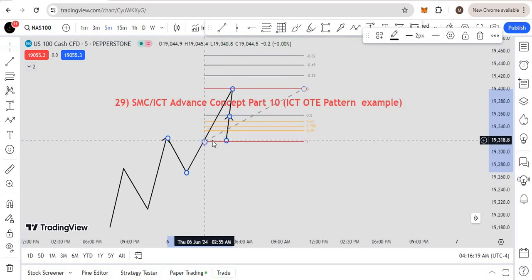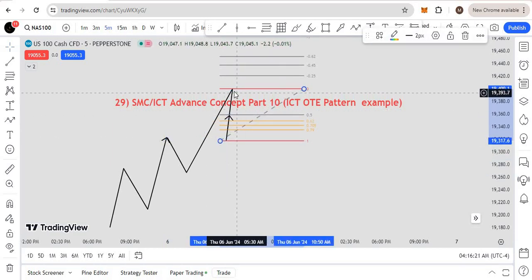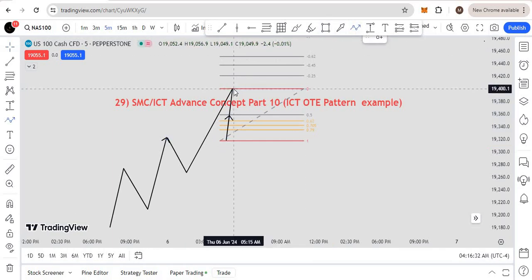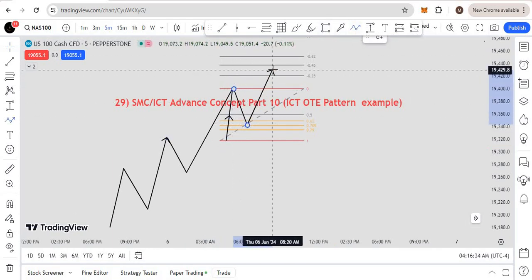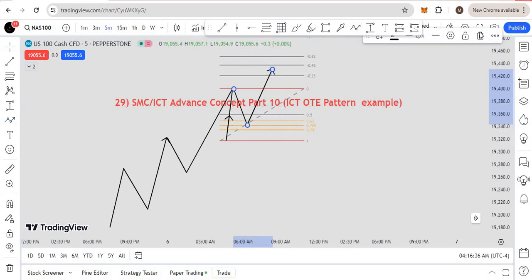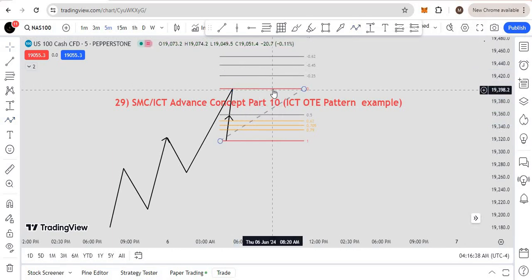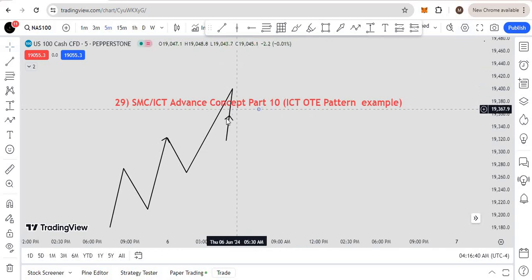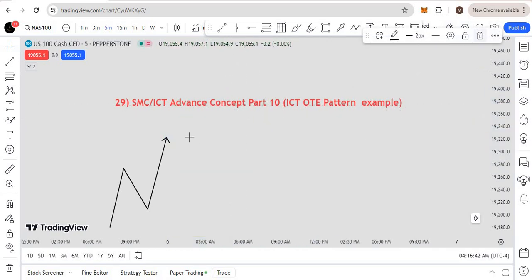So this is your swing point here, this is the swing high. Then price will come again and give you a reaction from here, like this, and go to the upside. All right, so let me show you the examples on the chart.